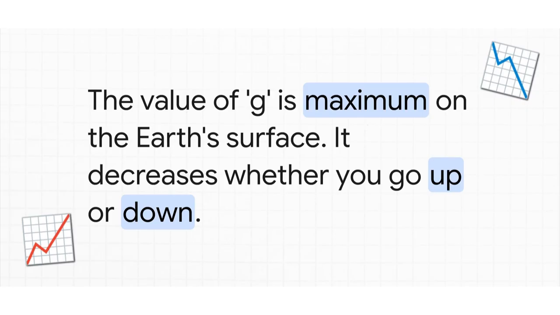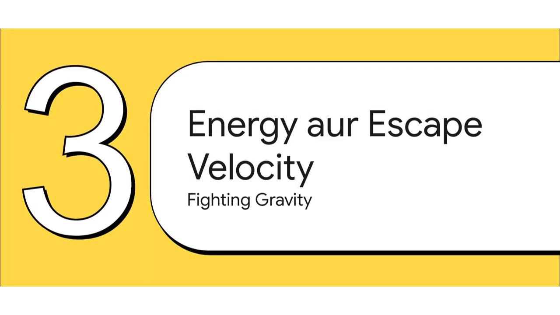It doesn't matter if you go up into the sky or down towards the center, the value of g is always going to decrease. Inside the Earth, it drops off in a straight line, and outside it follows that inverse square curve. Okay, let's switch gears and talk about energy. How much work does it actually take to fight against gravity? And what's the absolute minimum speed you need to give a rocket so that it just never comes back? This section is all about connecting gravity to energy and the incredible science of space exploration.